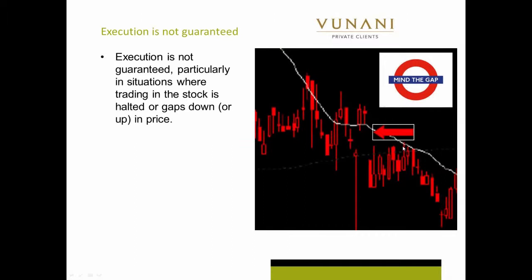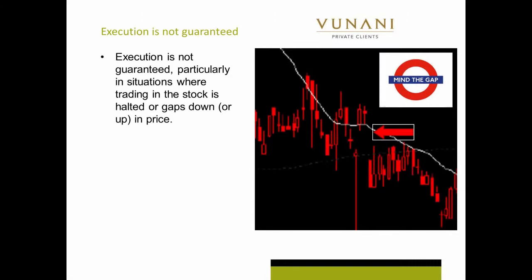Now, the danger about having stop losses, and this is something you guys need to realize as well, is that it's all good and well having a stop loss in the market, but you need to be aware of the fact that if your broker gives you a trading platform that has direct market access, prices can gap through your stop loss.